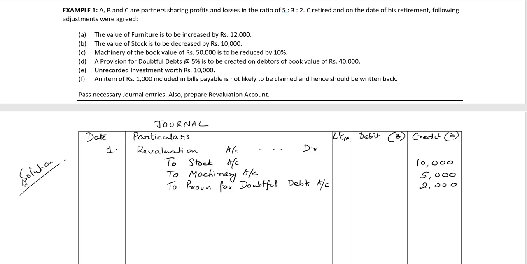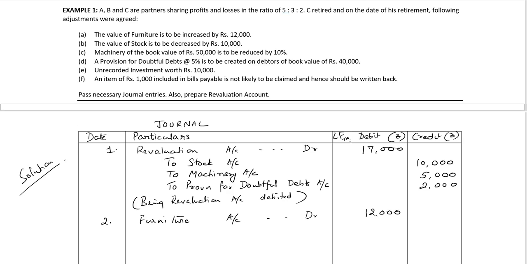So we've done with the items to debit the revaluation account. The total debit to revaluation is 17,000 rupees, being revaluation account debited. The second entry, we will credit the revaluation account. We'll begin with point A. Furniture is to be increased by rupees 12,000. Next, point E. Unrecorded investment is worth rupees 10,000.